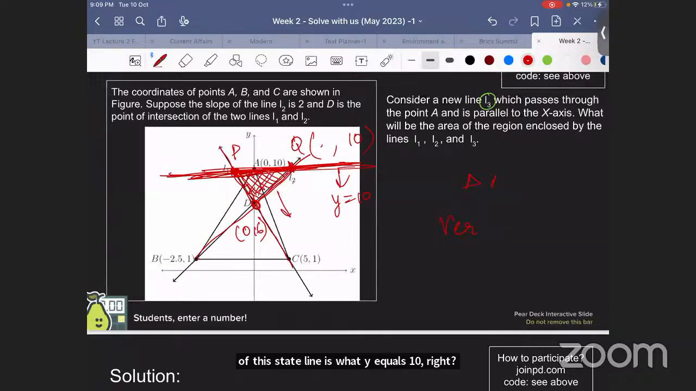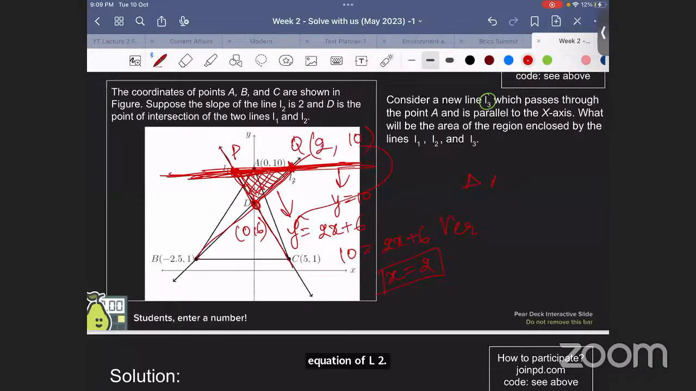You already know the straight line equation of L2. The equation is y equals 2x plus 6. Now put the value 10 here. If you put 10 here, 10 equals 2x plus 6. So you'll be getting x equals to what? 2. So you'll get 2 here.